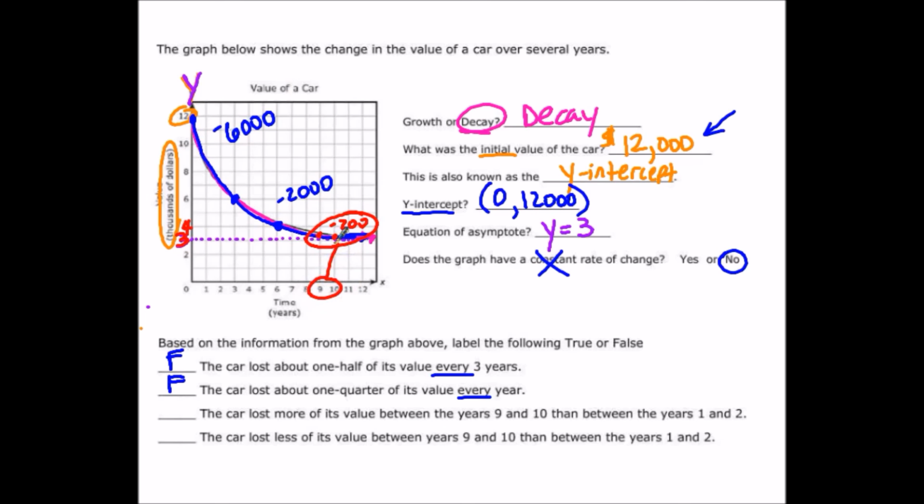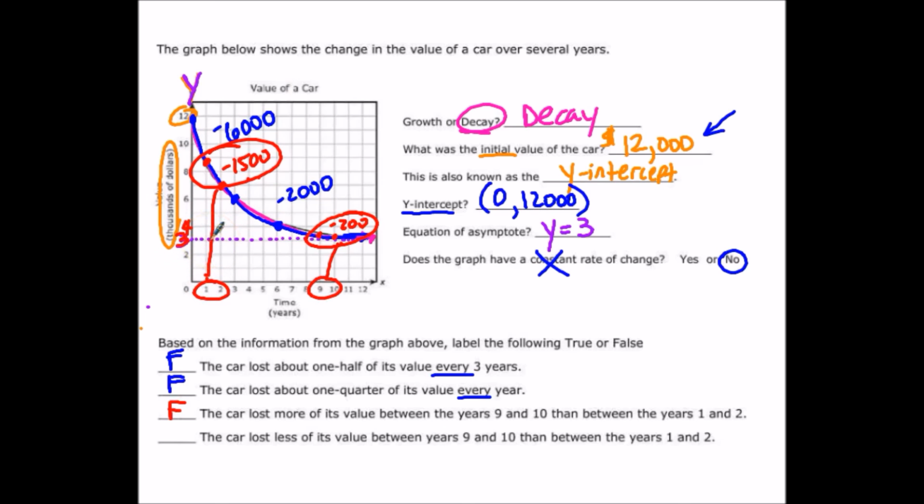But between years 1 and 2, here's 1 and 2, let's see how much it lost. I'm going to go right about here to here. Well, if this is 7,000, that's 8,500, it looks like it lost $1,500 worth of value. So between 1 and 2, it lost 1,500. Between 9 and 10, it lost 200. The question said it lost more between 9 and 10. No, it didn't lose more. That's definitely false. It lost more between 1 and 2.